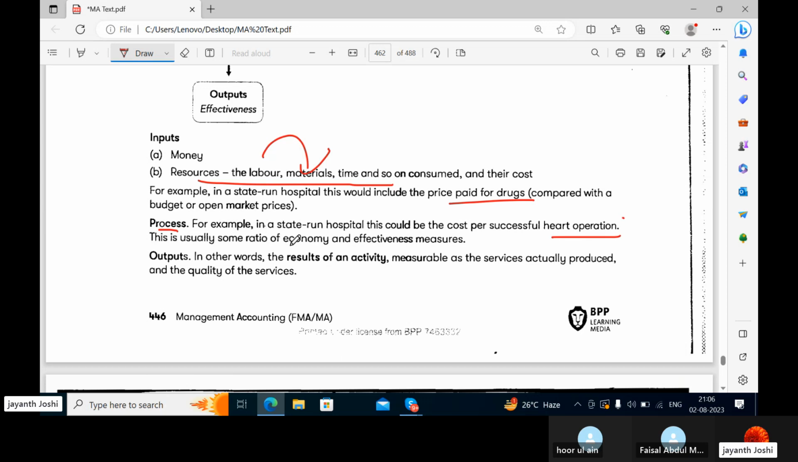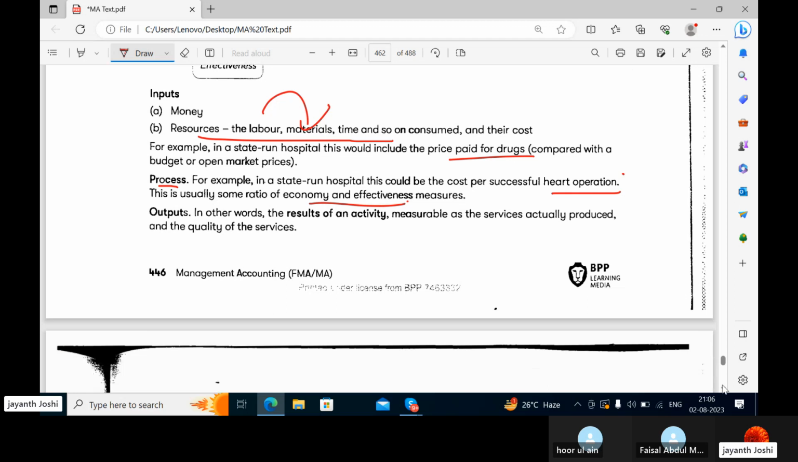This is usually some ratio of economy and effectiveness measures. That means how much cost you are paying for one heart operation in a state-run hospital and how much you are paying in a private hospital. That you can compare. So there comes the economy and effectiveness. A state-run hospital is going to give you good, reasonable service. There cannot be a compromise with any patient anywhere in the world, and it's also going to be economical. Outputs, in other words, are the results of an activity, measurable as services actually produced and the quality of services.